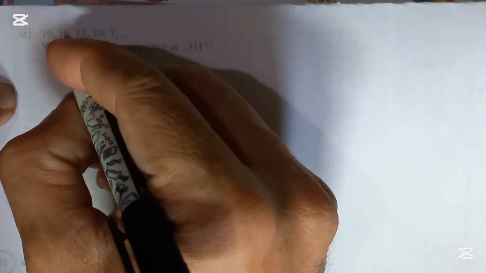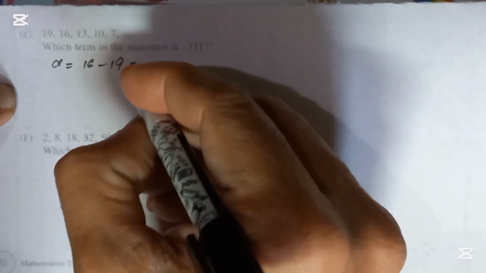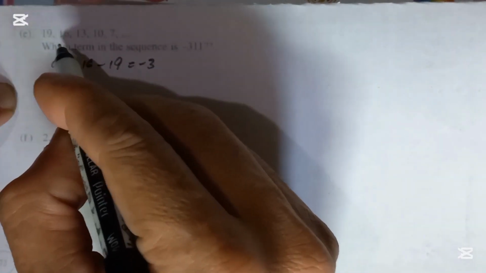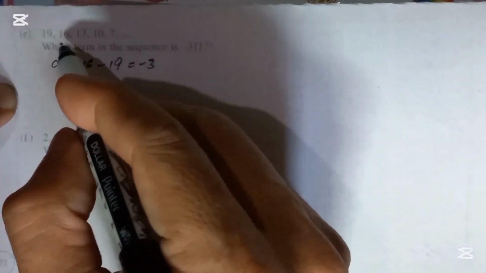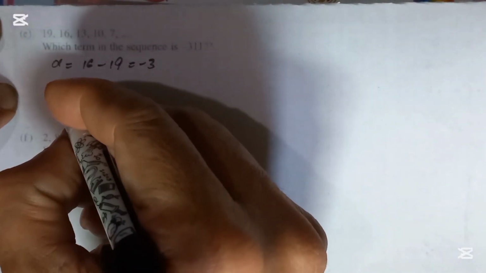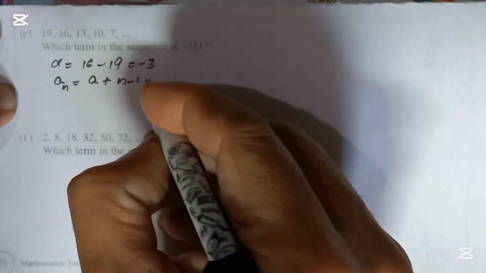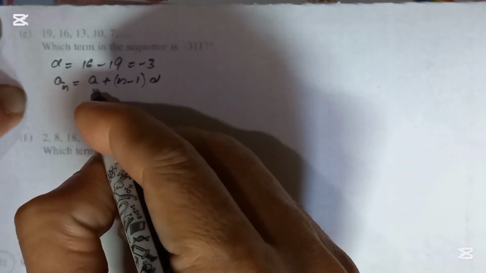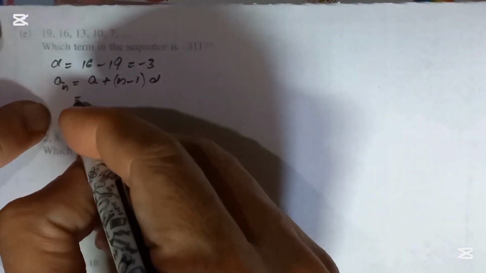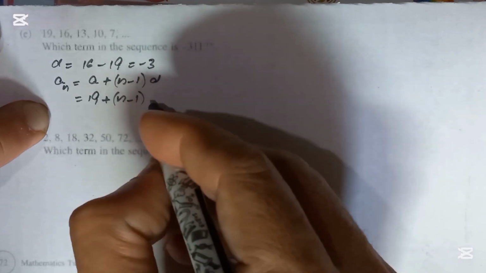The difference is always obtained by the second term minus the previous term. So the difference in this question is minus 3. Look at the sequence: the difference is minus 3, the same, because by doing minus 3 you can get the next consecutive term. When the difference is the same, you can use the formula a_n is equal to a plus (n minus 1) into d, where a is the first term and d is the common difference. So in this question, a is 19, plus (n minus 1) remains as it is, and d is minus 3.